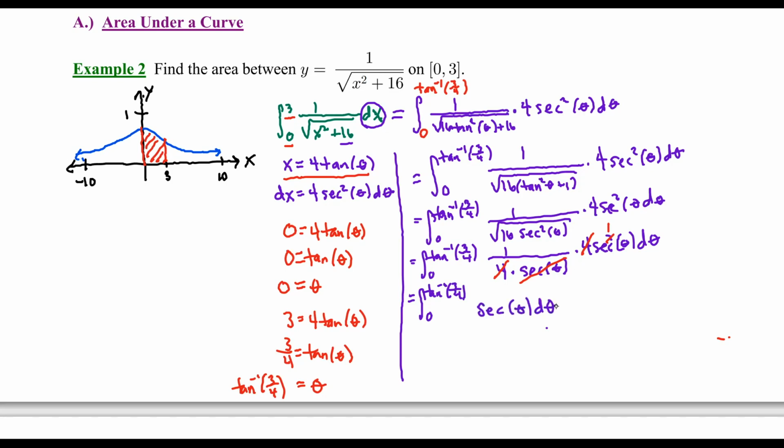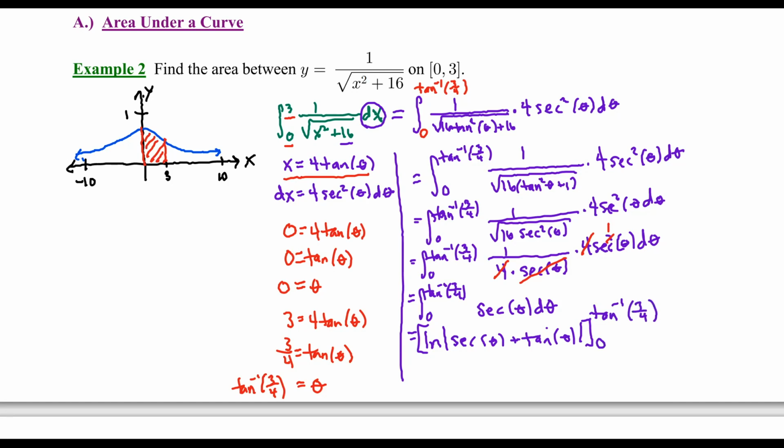At this point, we do have to remember how to integrate secant of theta. We're going to get the natural log of the absolute value of secant of theta plus tangent of theta. Now, remember, we're working in a definite integral, so the plus c is not necessary. We need to evaluate this from 0 to inverse tangent of 3/4.